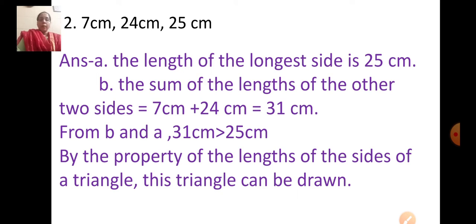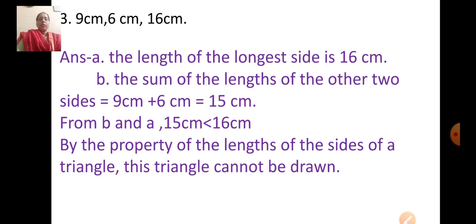So now here the property matches, means the sum of the length of the other two sides of a triangle is greater than the third side. So your triangle can be drawn because it is more than 25 centimeter. So 31 centimeter is greater than 25 centimeter from B and A. So by the property of the length of the sides of a triangle, this triangle can be drawn. Clear, children? Good. Let us see the next example.